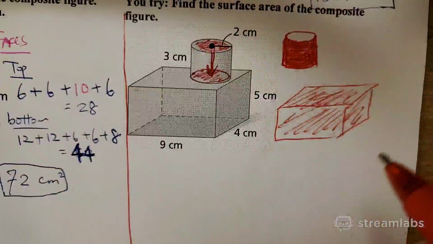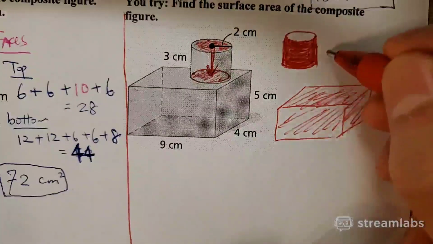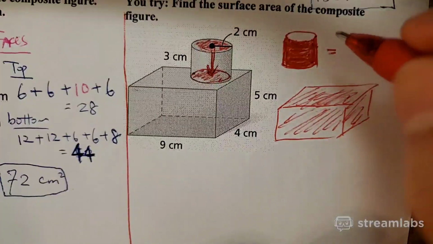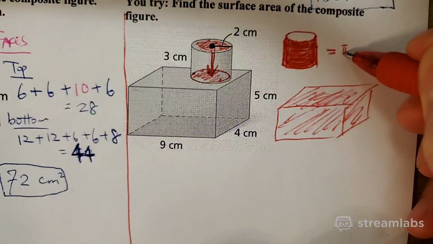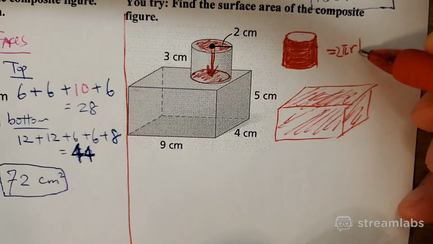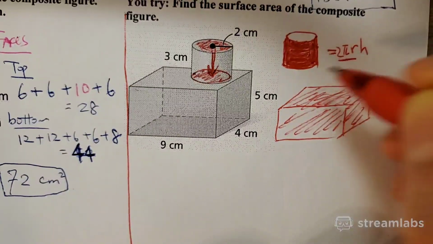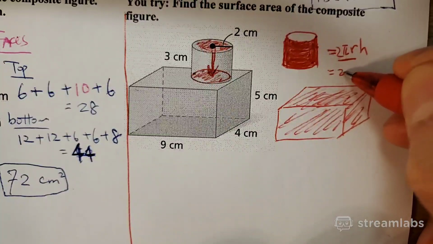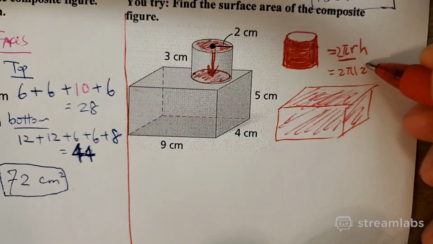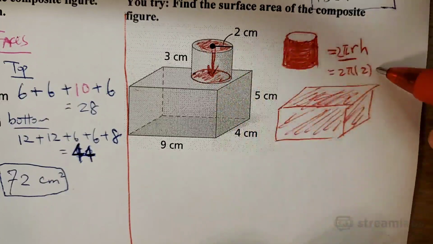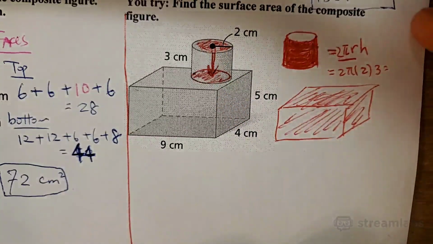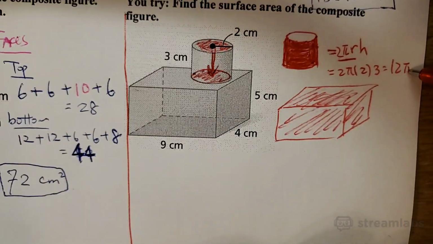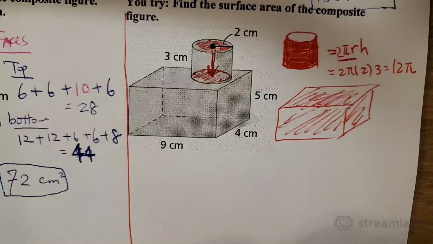So the first part, the lateral part, is 2 pi r h. Right, 2 pi r is the circumference times height. Circumference here is going to be 2 times pi times 2. Height is 3, so that's going to be what? 12 pi. 12 pi. Okay.